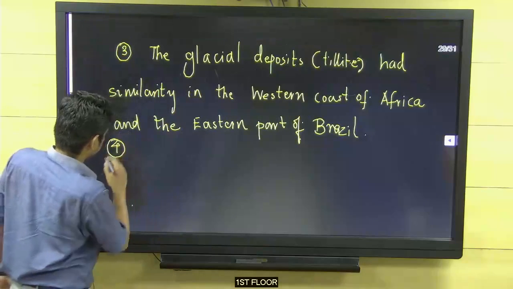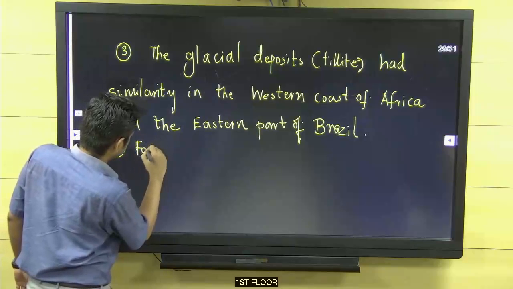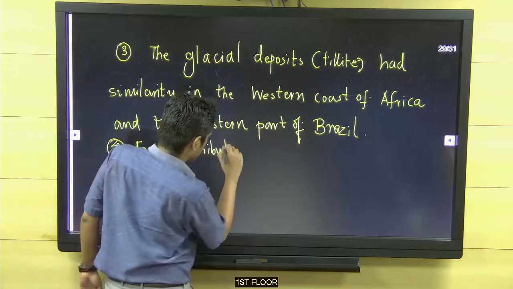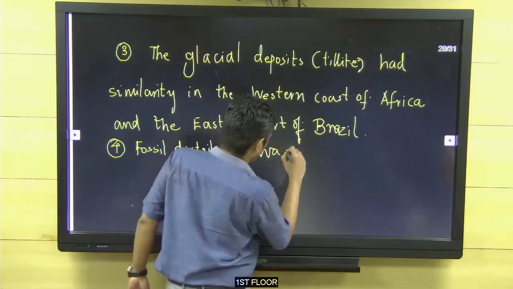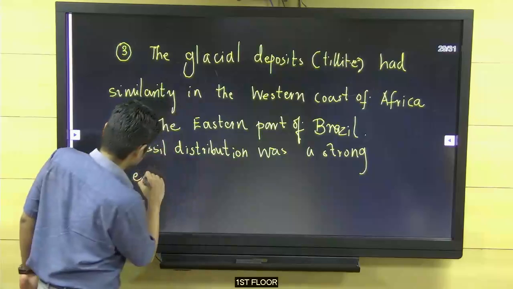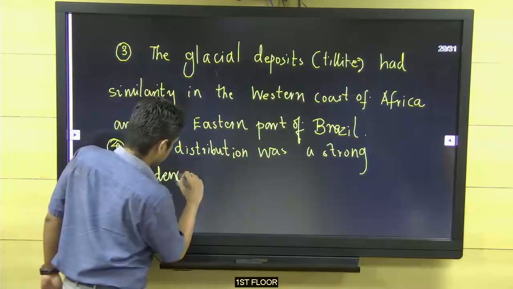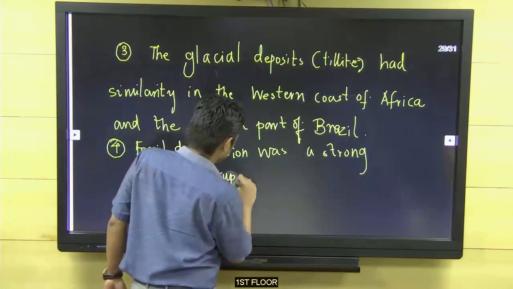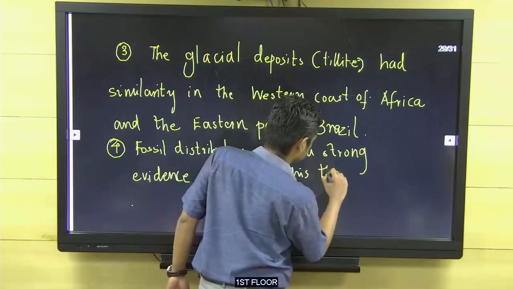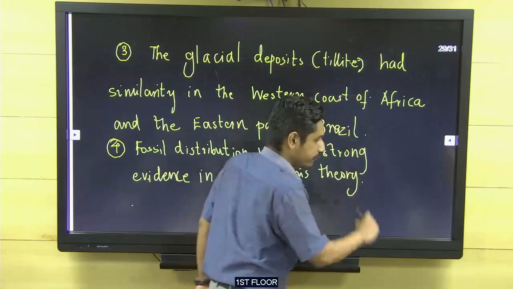is an important evidence. Fossil distribution. Fossil distribution was a strong evidence in support of this theory. Strong evidence in support of this theory. You will need a diagram for this.